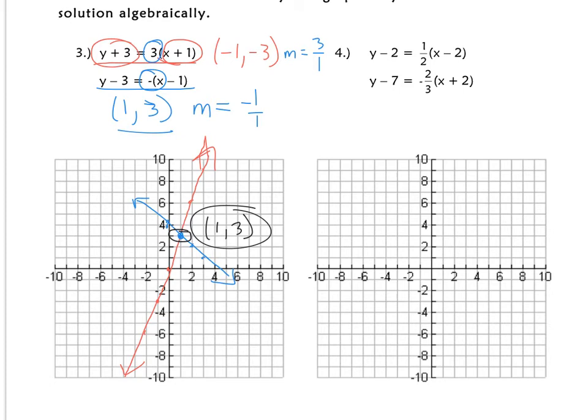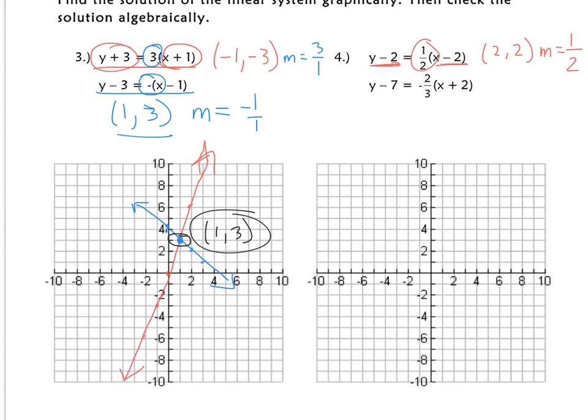Alright, let's take a look at the second example. It looks like we have a point occurring at 2, 2, 2 from the x, 2 from the y, and it looks like m is equal to 1 over 2. So I'm going to start by plotting the point 2, 2, and then I'm going to use my slope of up 1 over 2, up 1 over 2. I'll go down 1 to the left 2. And again, I'm going to extend my line as far as possible, since I do not know where the other line is going to come in.